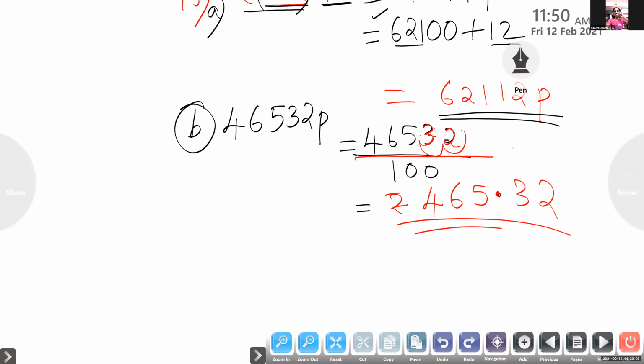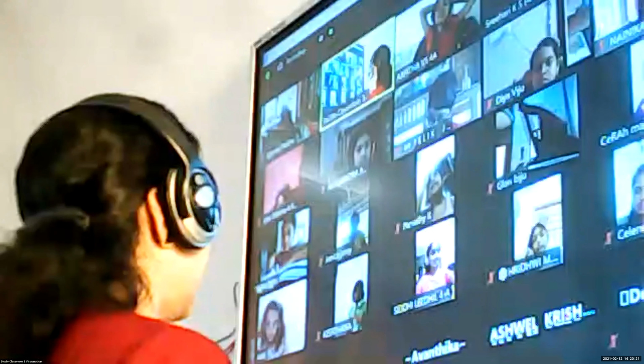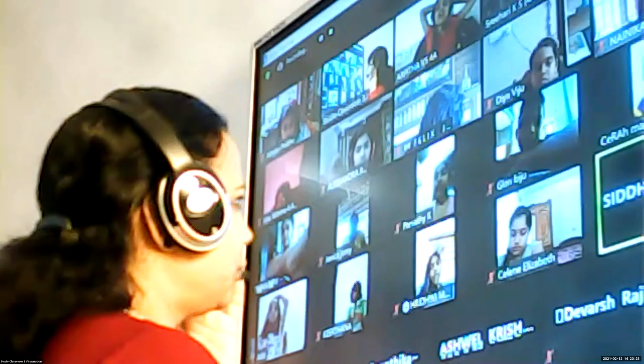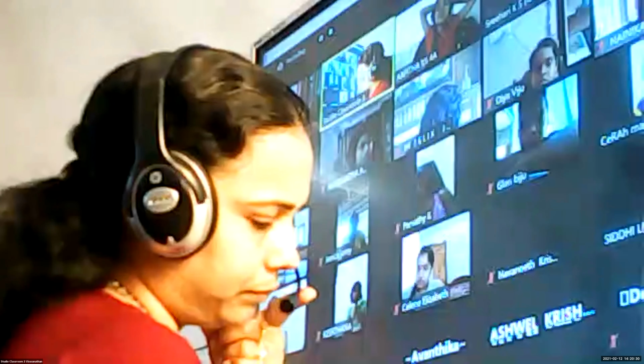Can you show it again? Ma'am, Siddhi didn't understand. Which one? 13A or 13B? B. If you can write, then okay. So what is the step here?